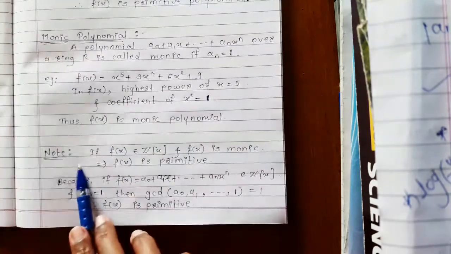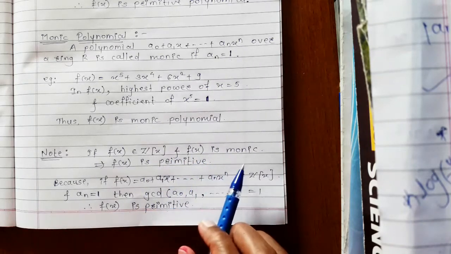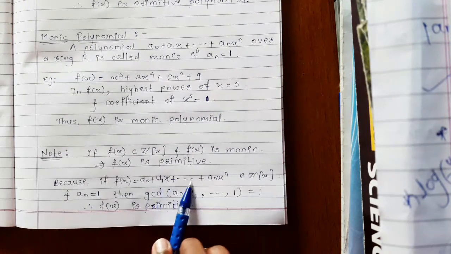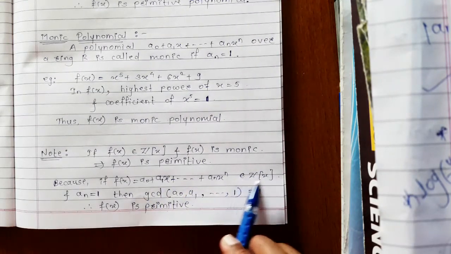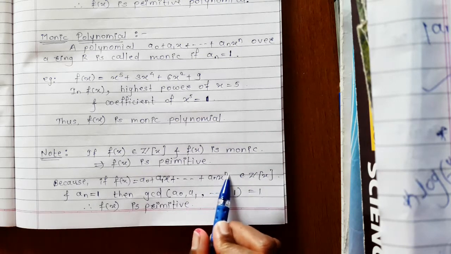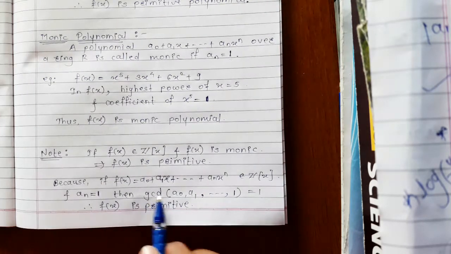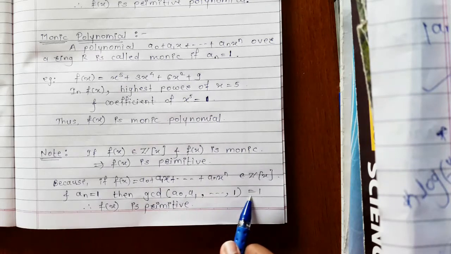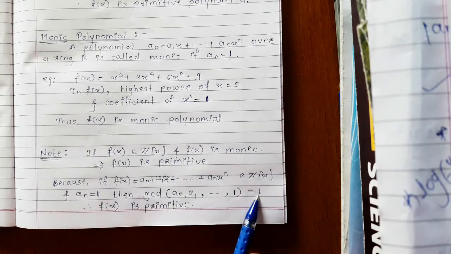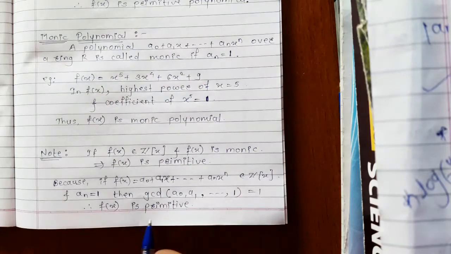Then one note for you. If f(x) belongs to polynomial ring Z[x] and f(x) is a monic polynomial, then f(x) is a primitive polynomial. Because if f(x) = a0 + a1x + up to anx^n belongs to Z[x] and f(x) is monic, monic means the coefficient of x^n, that is an, equals 1. Then the GCD of a0, a1 up to an is equal to 1. That is, the GCD of the coefficients of this polynomial f(x) is equal to 1, and by the definition of primitive polynomial, f(x) is a primitive polynomial.